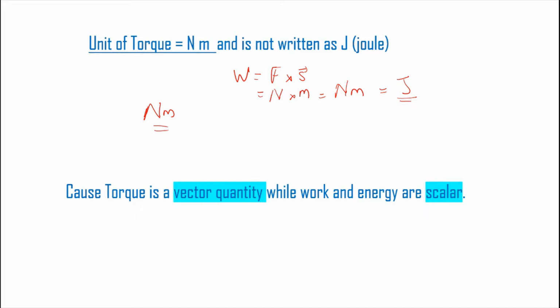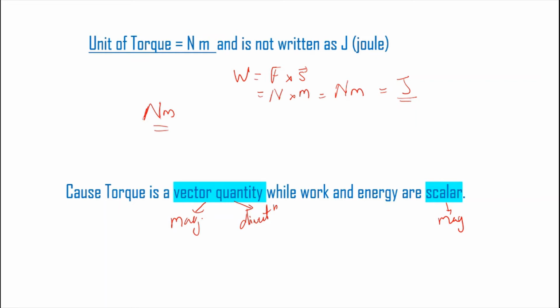So a vector quantity is one that depends on both magnitude, that is the strength, and direction. So it depends on two things, magnitude and direction, whereas a scalar only depends on magnitude. Since work is a scalar quantity, it has been mentioned as joule, whereas torque is a vector quantity, hence it is written as Newton meter.